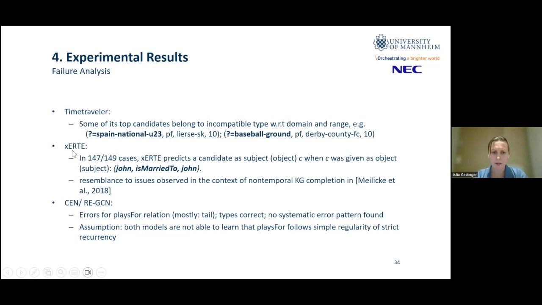Then Xerte has a different problem. In many of those cases, it tends to predict a candidate as a subject or an object when the same was given as an object or subject. So it makes these symmetrical predictions, where it says John is married to John. The same issue was found a few years back in static non-temporal knowledge graph completion methods, so it seems to be an issue that methods can have. Then for CEN and REGCN, we have errors for the place for relation, mostly in tail prediction. The types are correct, and we cannot find any systematic error pattern. We just assume that for some reason, both models are not able to learn that place for follows this simple regularity of strict recurrency.